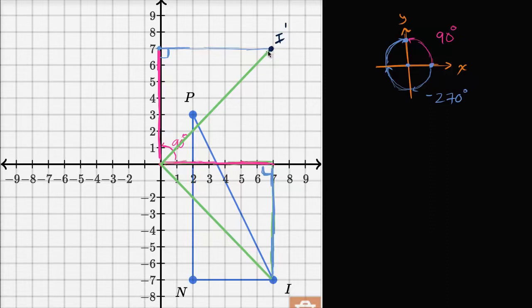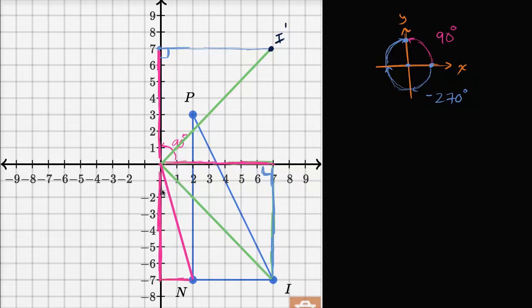And now we can do that for each of the points. We can do that for N here. Let's draw a right triangle. I could do it a bunch of different ways. I could draw a right triangle like this. Actually, let me draw the hypotenuse first. The hypotenuse connects the origin to my point, just like that. And then I could either draw it up here or I could draw it down here, like this.